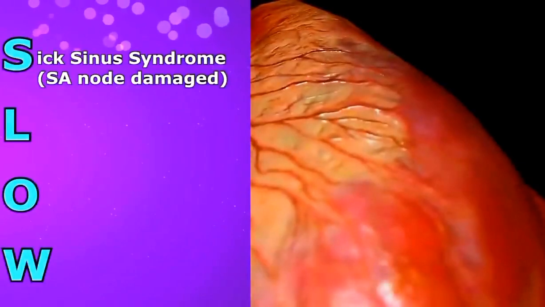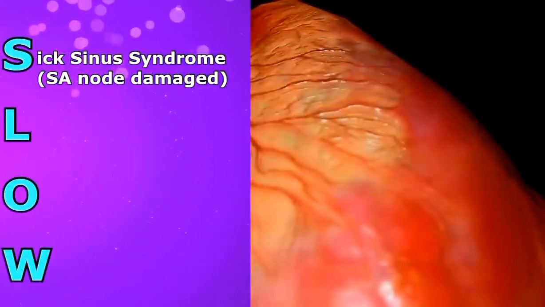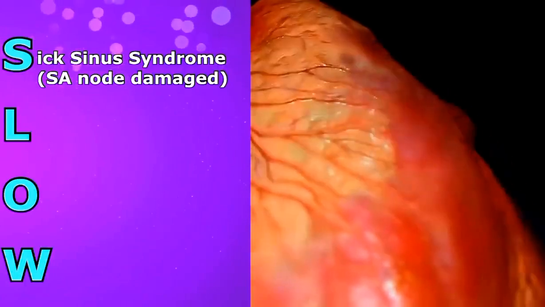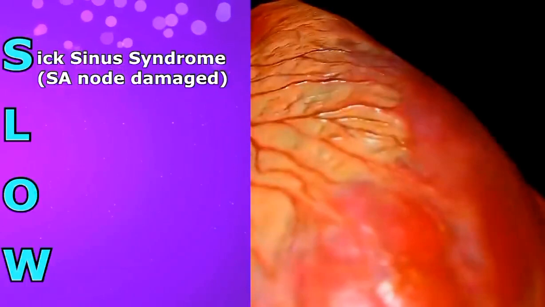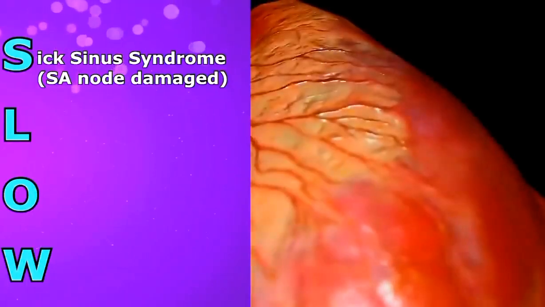S is for sick sinus syndrome. This is a condition where that SA node is damaged so severely that it can't work as the pacemaker of the heart. So the heart doesn't beat very fast. It actually beats at a slow rate. And this condition can lead to other dysrhythmias as well, such as sinus arrest or Brady-Tachy syndrome.